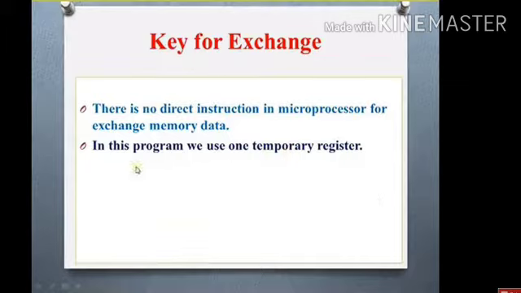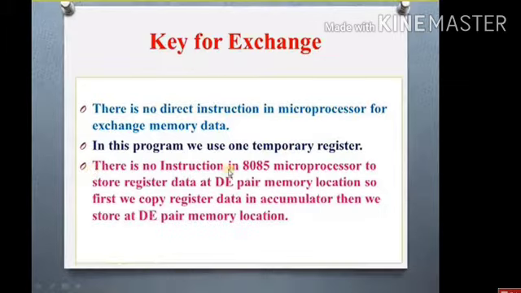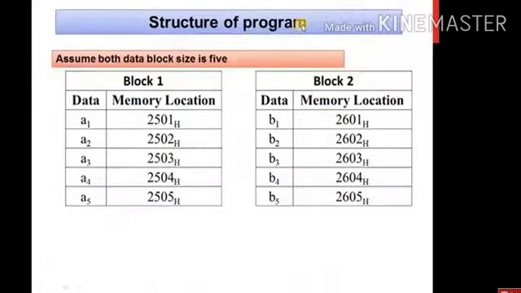So in this program we use one temporary register. This temporary register will store data temporarily. We have one DE pair and one HL pair. The DE pair's data will be copied into the accumulator, then we will store. Now this will be our structure of the program.